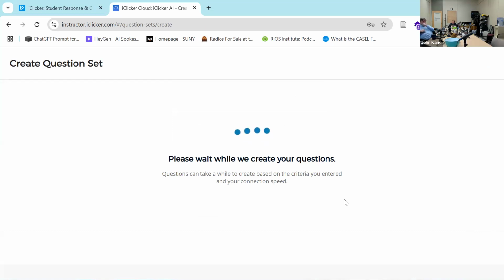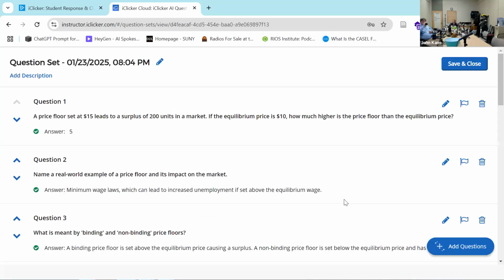These are questions you could copy right onto your Google Slides or PowerPoint slides or a doc or whatever you use to share information with students. Wow, this is interesting. And so you can vary your questions from year to year, from class to class, and so forth. A price floor leads to a surplus of 200 units. The equilibrium price is 10. How much higher is the price floor than the equilibrium? That's kind of straightforward because it's telling you what the equilibrium is. So that may be a little bit too simplistic, but you could edit it.